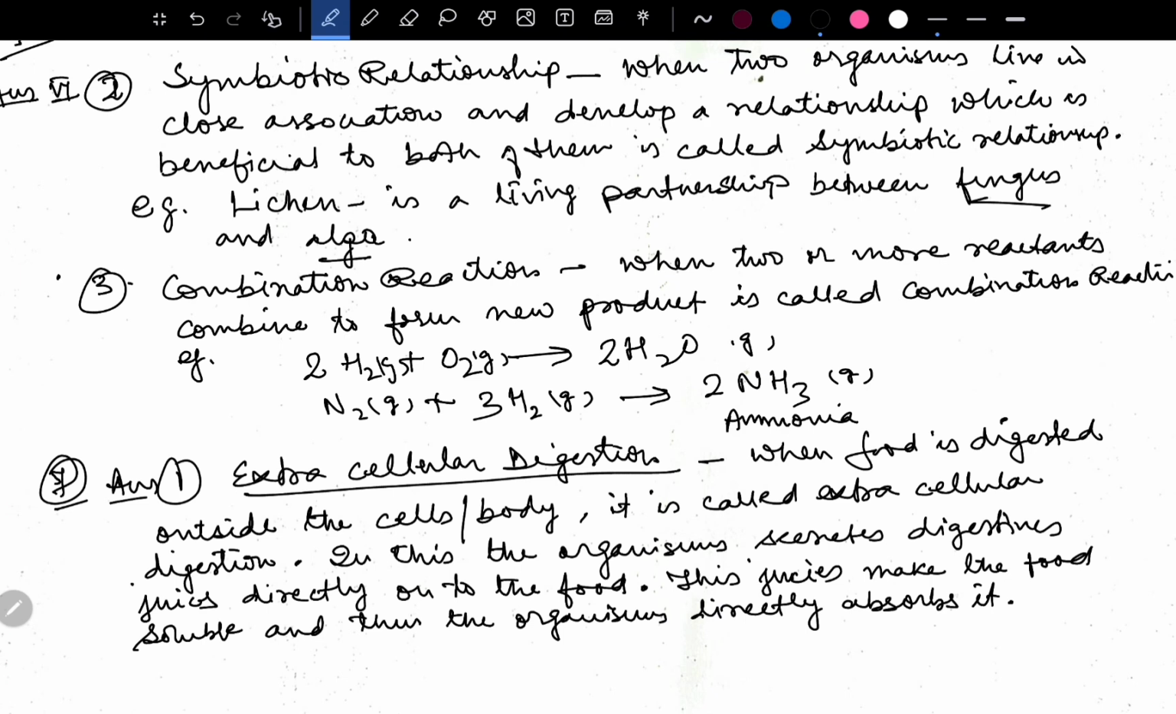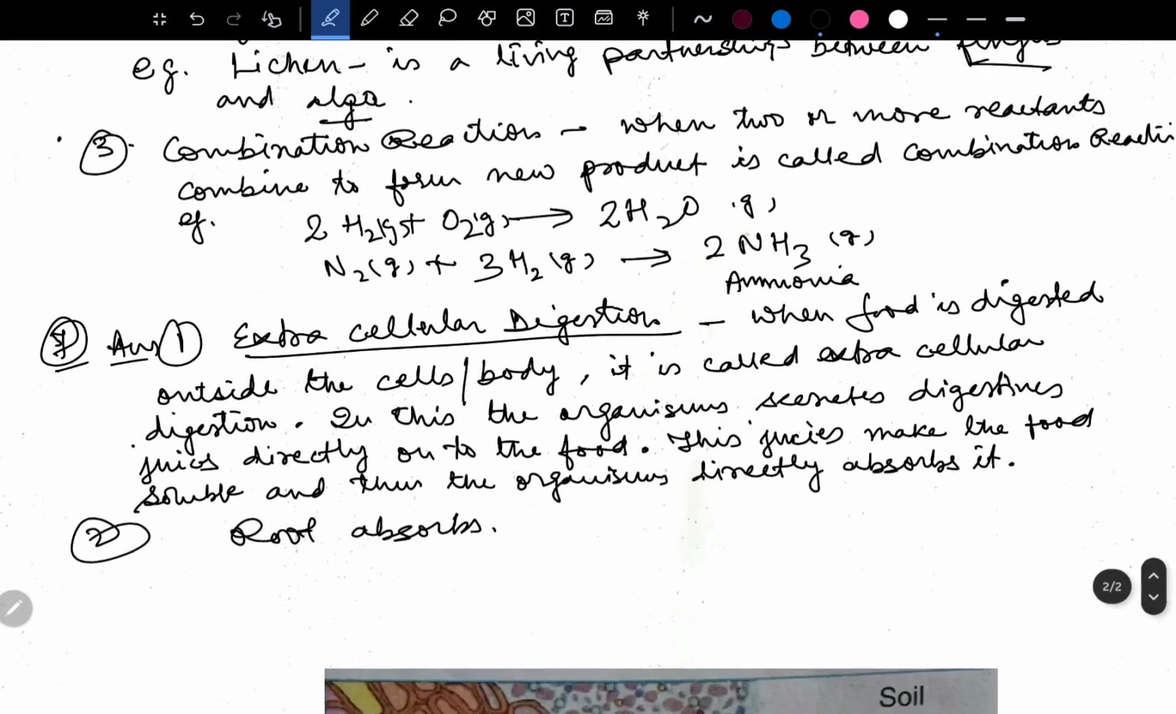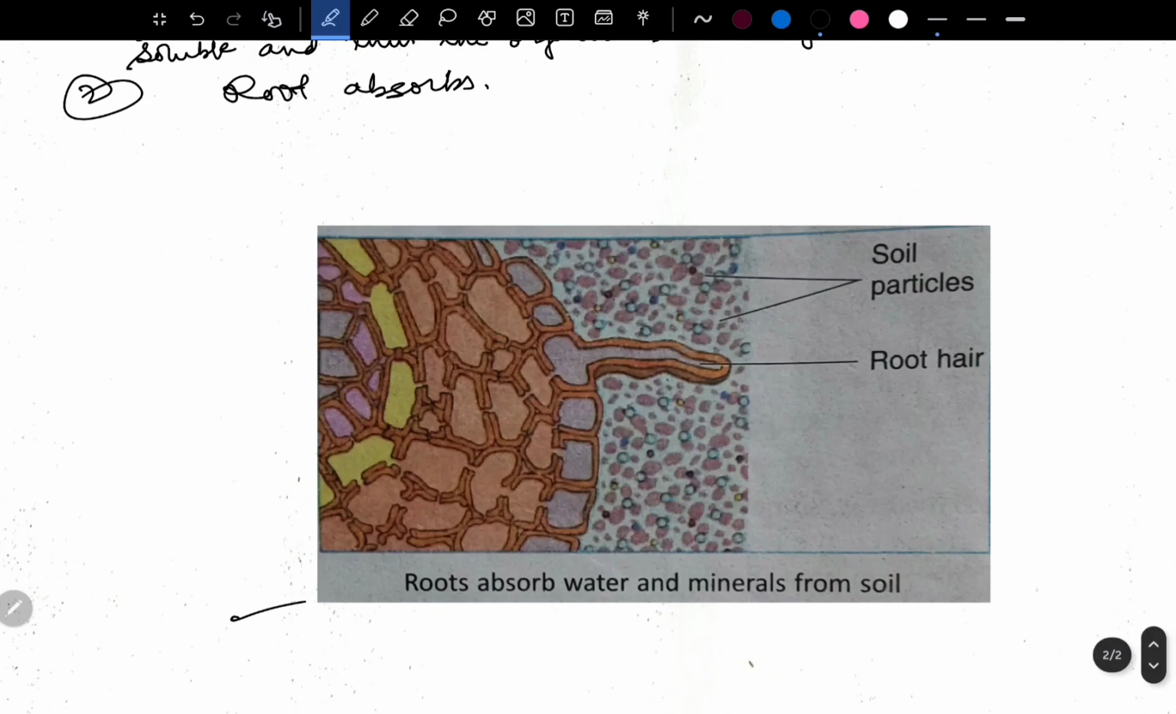The next question is draw the diagram. So diagram is directly given of how the root absorbs minerals. So this is the diagram. This is given in the book. This way, if you have written this way, you will get full marks.